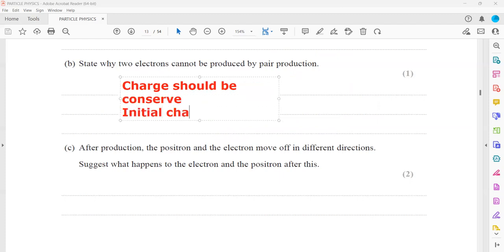Before interaction, the initial charge is 0. So the final should be 0 as well.